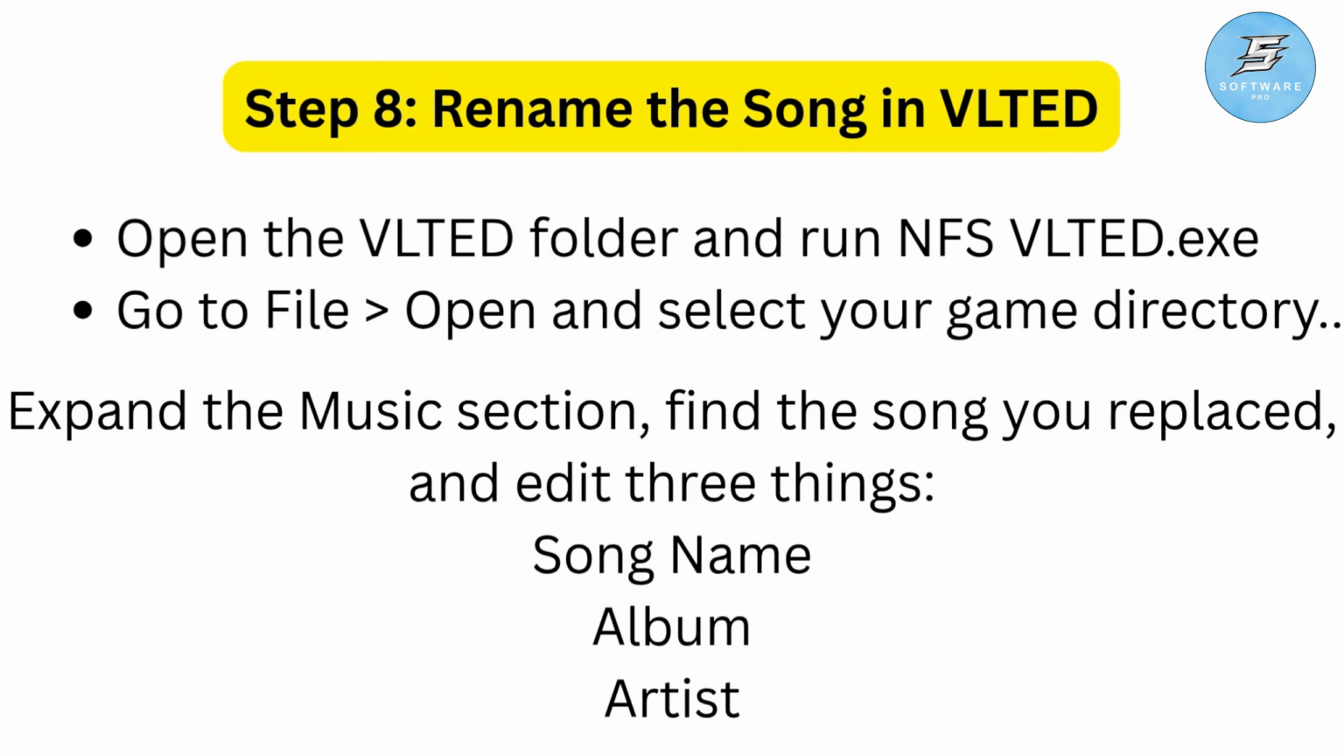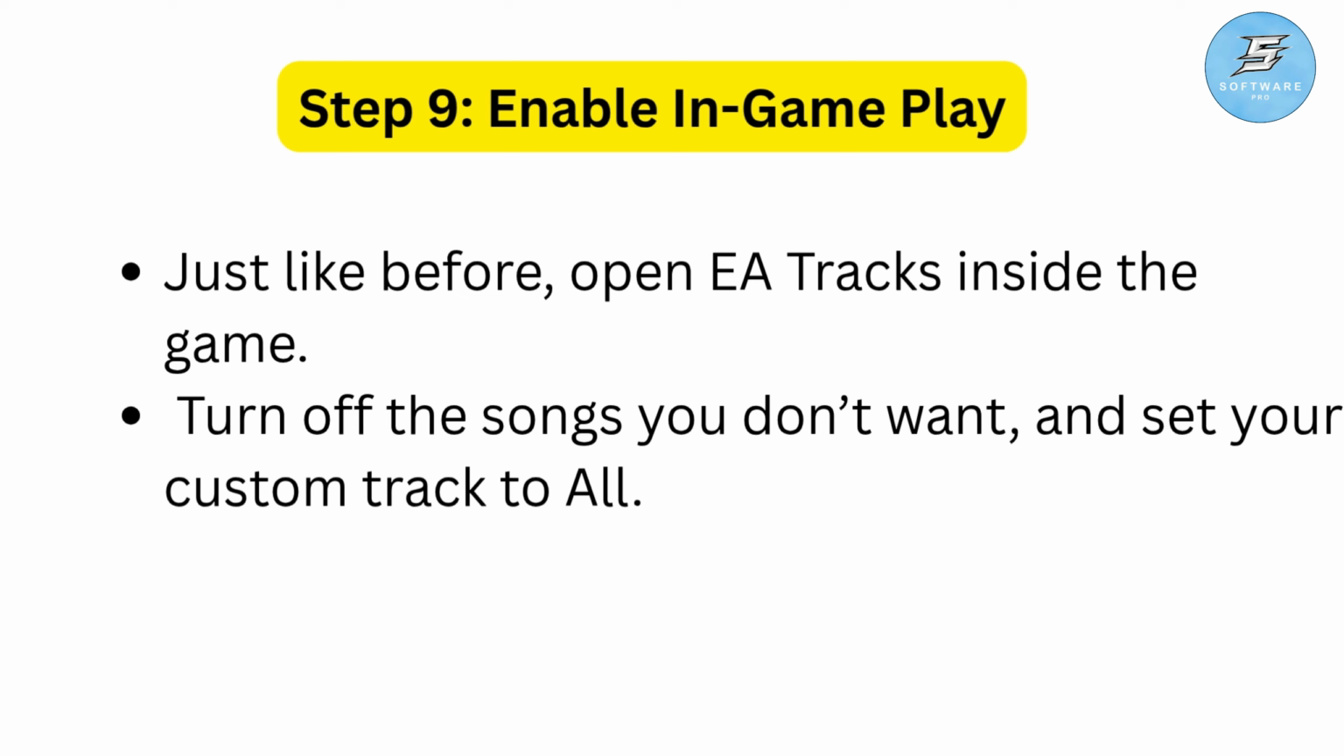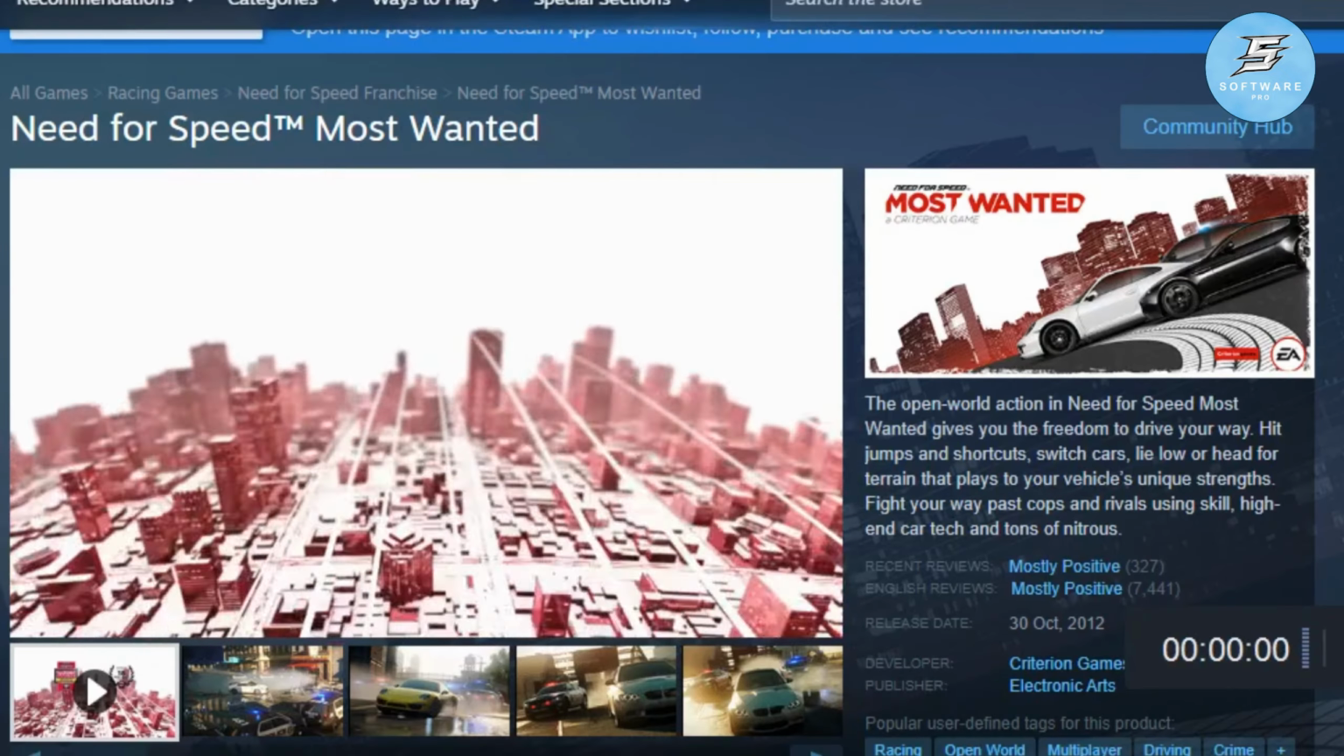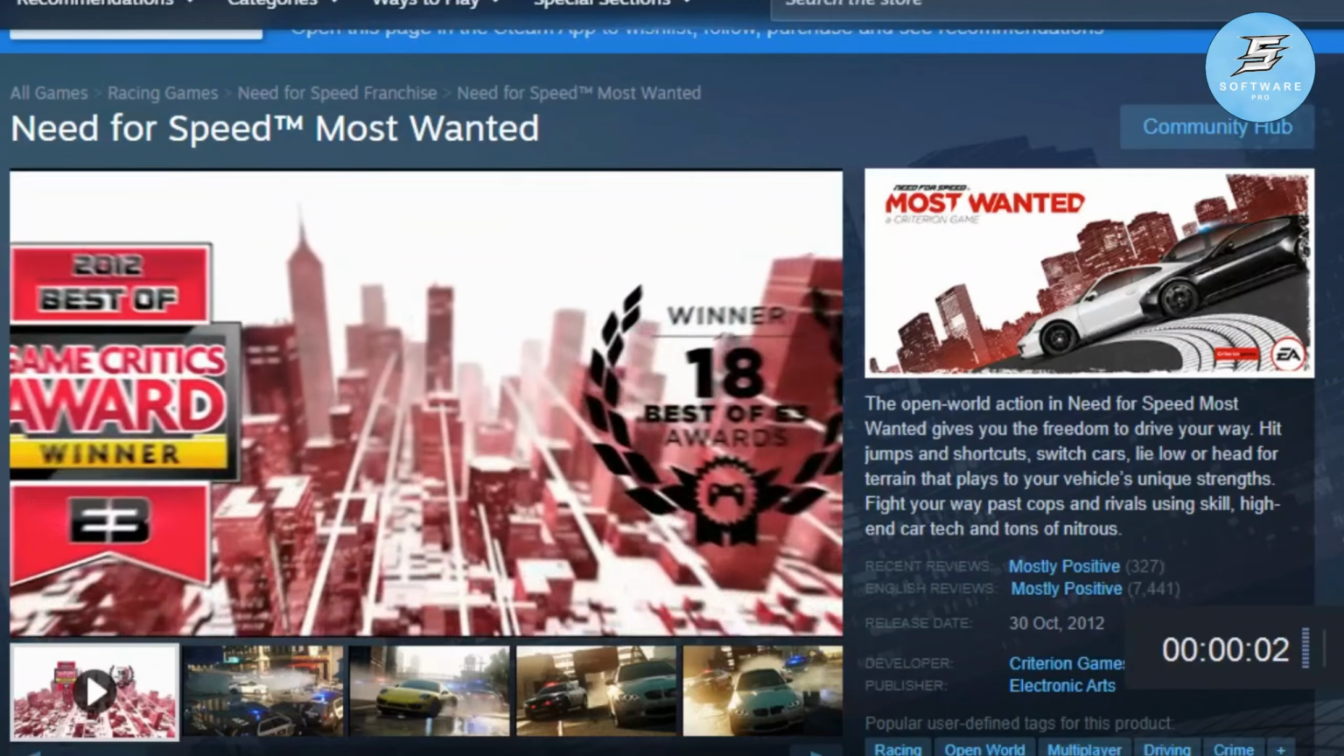Just like before, open EA Tracks inside the game. Turn off the songs you don't want and set your custom track to all. Now start a race and there it is, your favorite music blasting as you drift through Rockport City, your personal style.